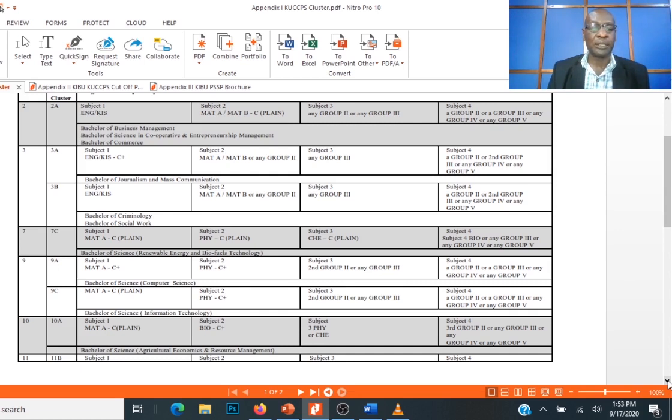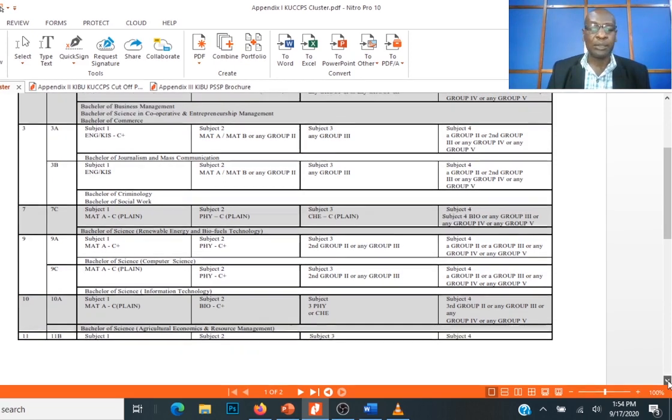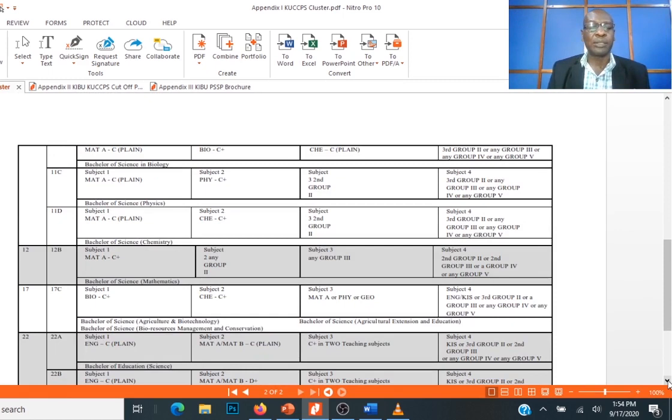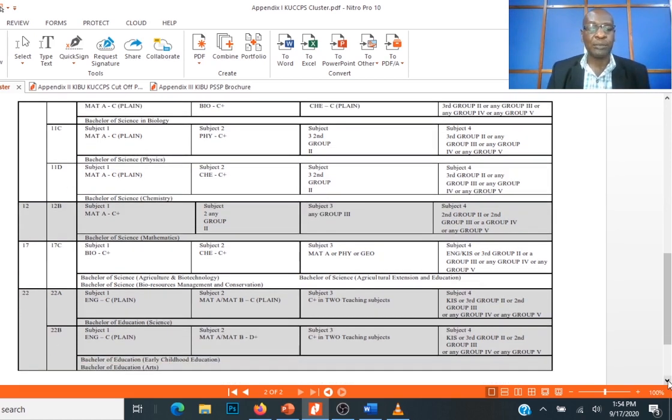Cluster group 9A, we have BSc Computer Science. 9C, we have BSc Information Technology. Cluster group 10A, we have BSc Agriculture Economics and Resource Management. 11B, we have Bachelor of Science Biology. 11C, BSc Physics. 11D, BSc Chemistry. 12B, we have BSc Maths. Then 17C, we have BSc Agriculture and Biotechnology, BSc Bio-Resource Management and Conservation. Then 22, we have 22A, B.Ed Science, and 22B, B.Ed Early Childhood and B.Ed Arts.